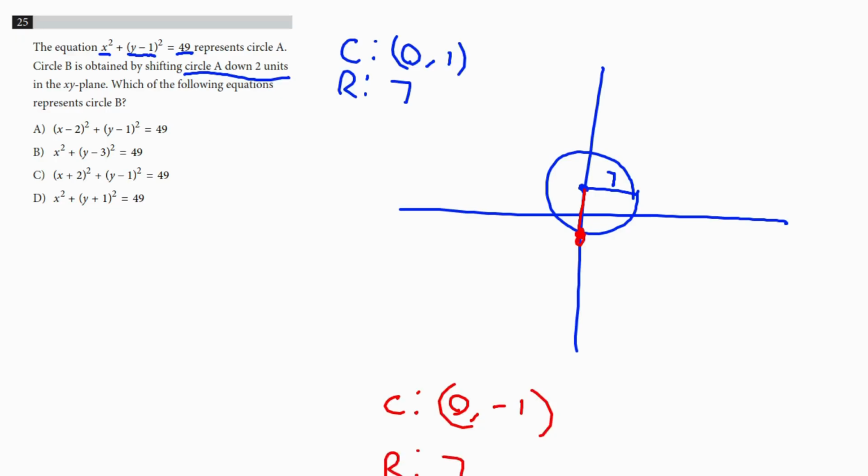Now that we have that info, we can pick out the equation of the circle. If we know the x-coordinate of the center is 0, it's going to have an x squared, so that eliminates these two. And if we know the y-coordinate is negative 1, it needs to have a y plus 1 in it. So D is going to be our answer.